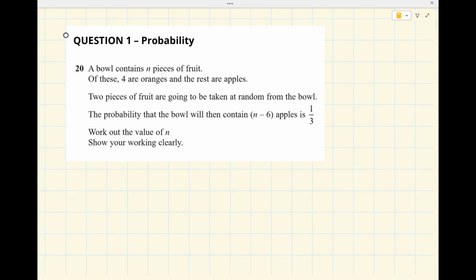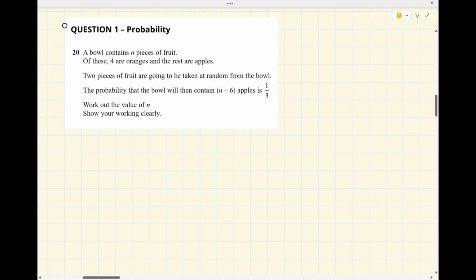Let's have a look. Now, the bowl contains n pieces of fruit, and of these, 4 are oranges, and the rest are apples. So I have got oranges, 4, apples. How many apples? N minus 4 apples. Gives me n pieces of fruit altogether.